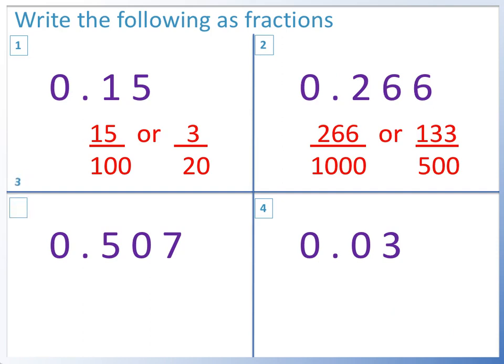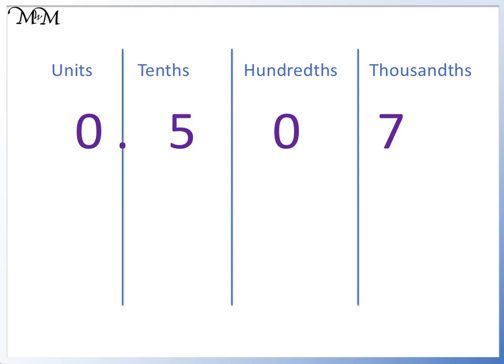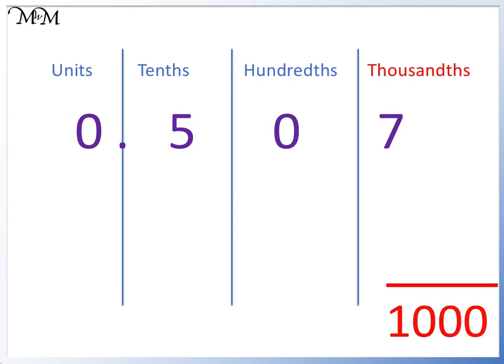Question 3. 0.507 finishes in the thousandths column, so the denominator is 1,000. Reading across from the decimal point, we have 507. So we have 507 thousandths.